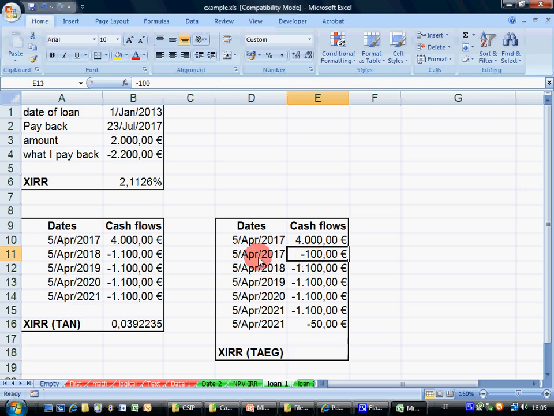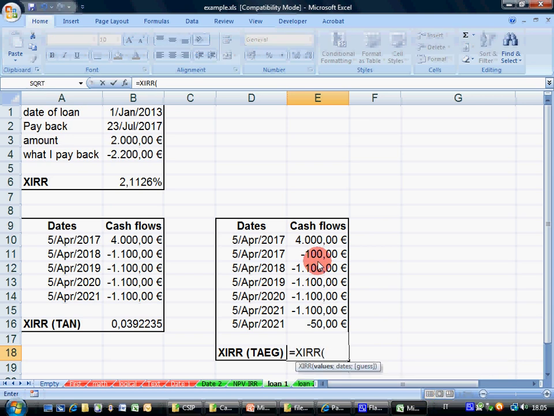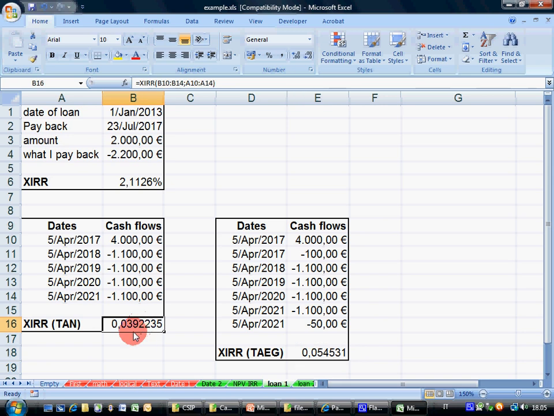I have here presented as an example 100 euros of expenses at the beginning of the debt, okay, and 50 euros of expenses at the end of the debt to close everything up. So let's see how does it change. Values, dates. You can see the percentage charged upon you is 5.45%. Here it was 3.92. So the things have changed a lot.